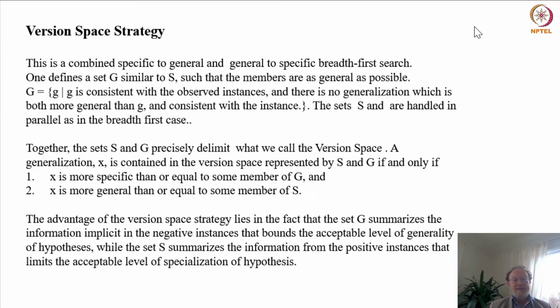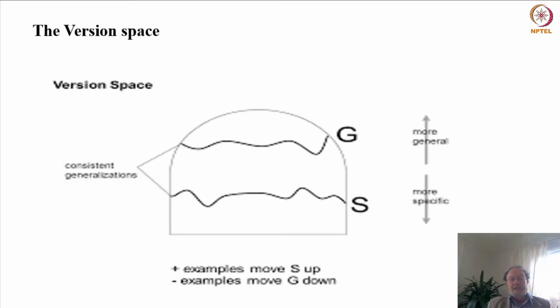So the advantage of the version space strategy lies in the fact that the set G summarizes the information implicit in the negative instances that bounds the acceptable level of generality of hypothesis, while the set S summarizes the information from the positive instances that limits the acceptable level of specialization of hypothesis. So this can then be depicted in a simple slide like this, where you can see S and G, and you can see the area between them, which are the consistent generalizations. So upwards more general, downwards more specific.